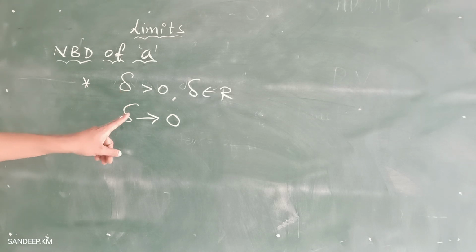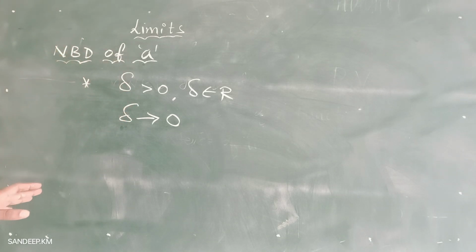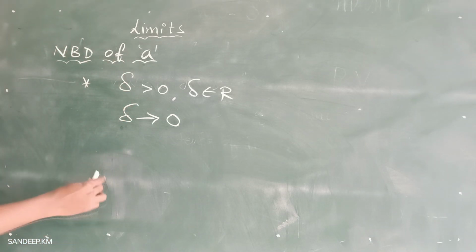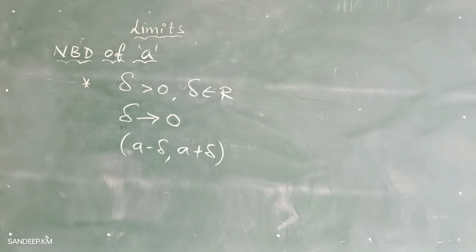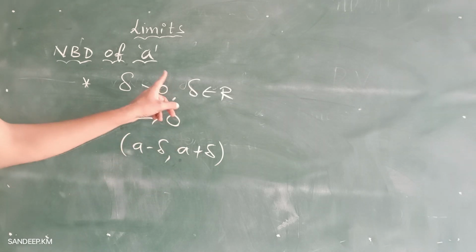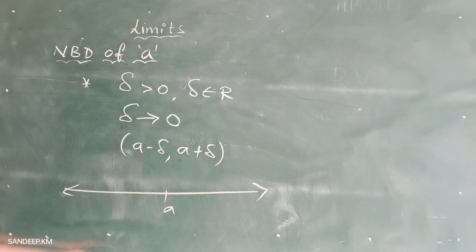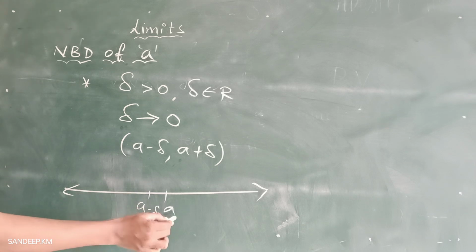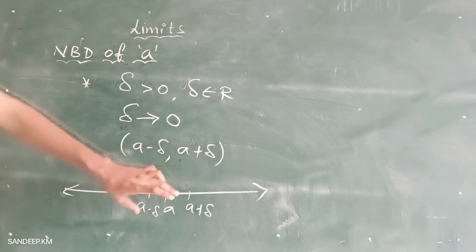Now understand that delta is approaching 0, 0.000000000 and so on. Delta is an infinitely small number. If that is the case, dear students, the interval a minus delta comma a plus delta is called the neighborhood of a. So it is one of the smallest intervals in which the real number a lies. If you look at the number line, here is a, somewhere here a minus delta will be there, and here a plus delta will be there. So this is one of the smallest intervals in which the real number a lies.